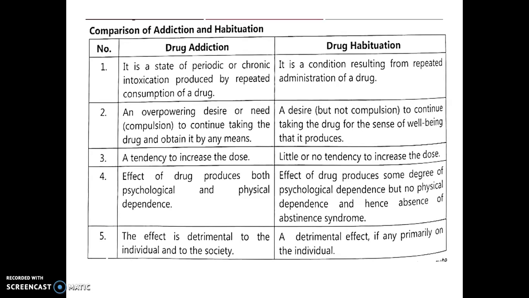Fourth point, in addiction the effect of the drug produces both psychological and physical dependence. In habituation, the drug produces some degree of psychological dependence but no physical dependence, and hence there is an absence of abstinence syndrome. In drug addiction, the effect is detrimental to the individual and to society. In drug habituation, the detrimental effect, if any, is primarily on the individual.